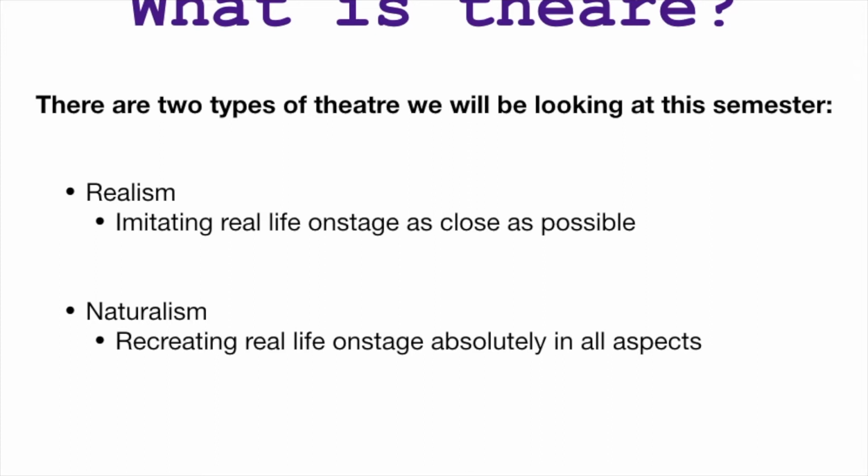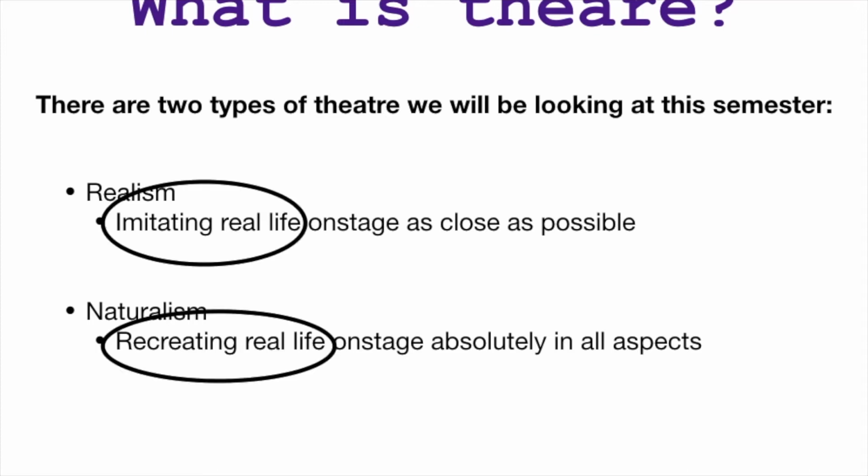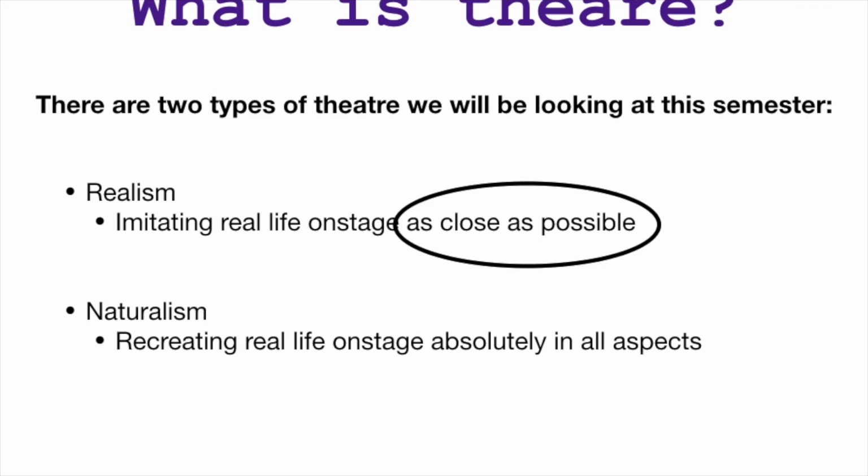So there's two parts to each of these definitions. The first part for both of them is basically the same: imitating real life, recreating real life. Two different ways to say basically the same thing. Both of them deal with putting real life on stage. So that's the first part. The second part is different for both of them. With realism, it's doing it as close as possible. So with realism, you're putting real life on stage, but you're doing it as close as you possibly can. You want it to be as real as possible, but you have some dramatic license to stray from reality.